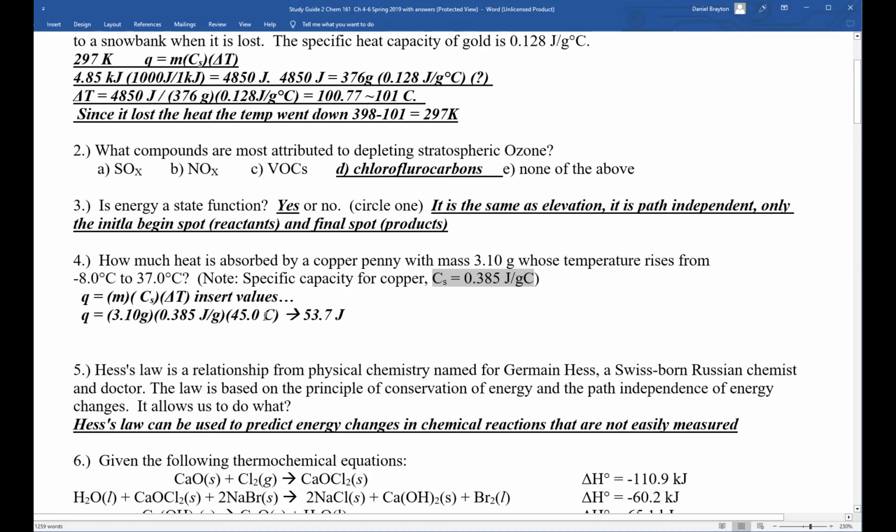Otherwise, it's a straightforward plug and chug. And again, the first one had that slight difference where it didn't give you the delta T. You had to find it, but otherwise, pretty simple.